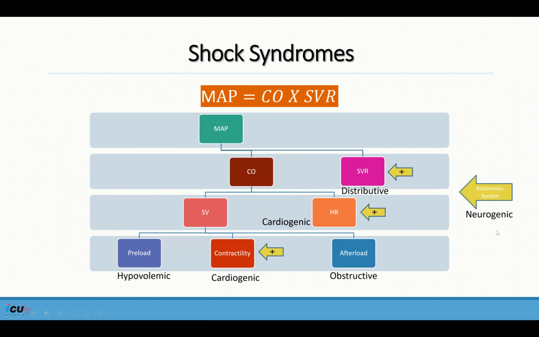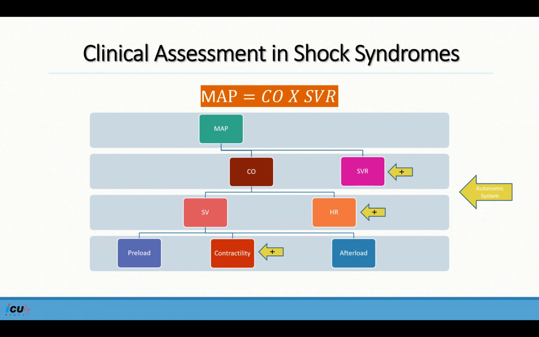And finally, a decrease in the compensatory mechanism in the autonomic system is neurogenic shock, which might affect the systemic vascular resistance, the heart rate, and the contractility of the heart. Now, in our clinical assessment, we need to take those determinants of the mean arterial pressure one by one and evaluate them clinically to make a decision about the condition of that determinant.